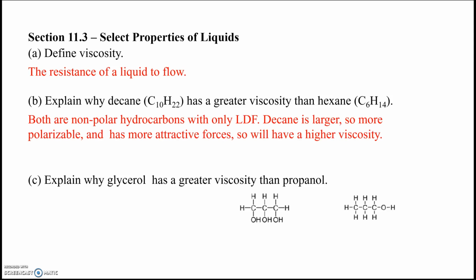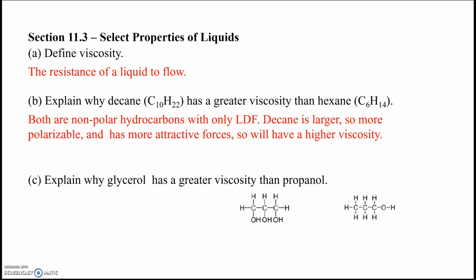Question B asks us to explain why decane, C10H22, 10 carbons, has a greater viscosity than hexane, which would be C6H14. Both are nonpolar hydrocarbons with only LDF. Decane is larger, so it has more easily polarizable electrons because it's just got more of them. Therefore, it has more attractive forces, and so will have a higher viscosity.